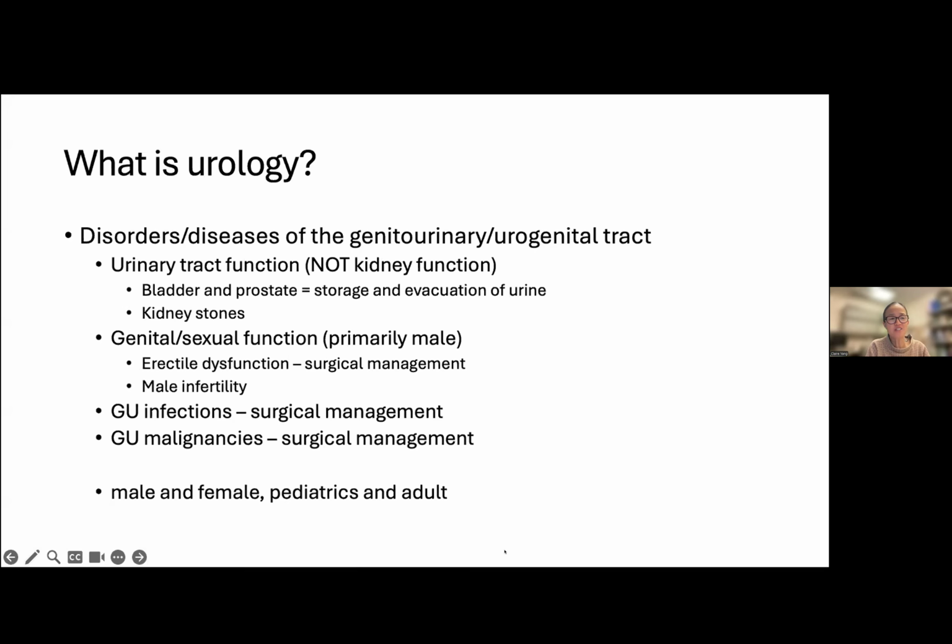and there's a wide range of understanding of what urology is, so I'll start with that. It is diseases and disorders of the genitourinary or urogenital tract, depending on how you want to say it. And that means to us urologists, urinary tract function. This is not related to kidney function. The function of the kidney is to filter waste products out of the blood, and urinary tract function is the passage of urine through the body and out of it.